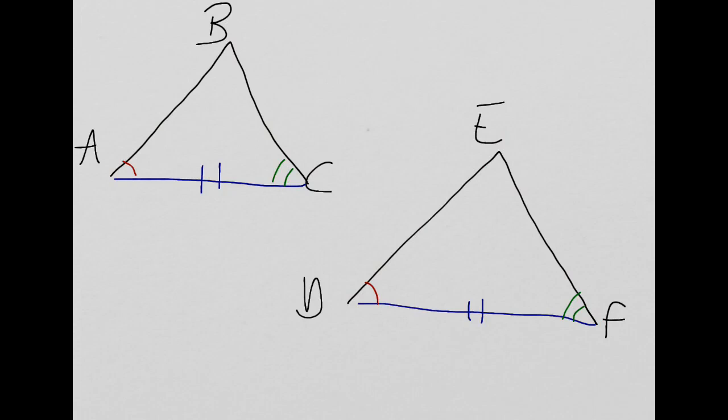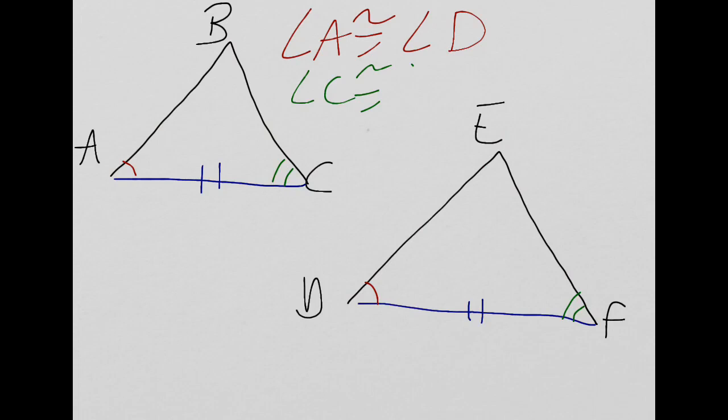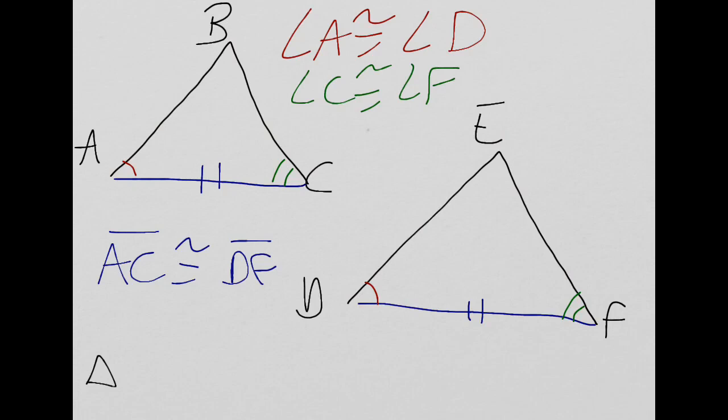So I have angle A is congruent to angle D. I have angle C is congruent to angle F. And I have segment AC is congruent to segment DF. So I have two angles and their included side, meaning the side that's between the two angles, are congruent. So I can say that triangle ABC is congruent to triangle DEF.